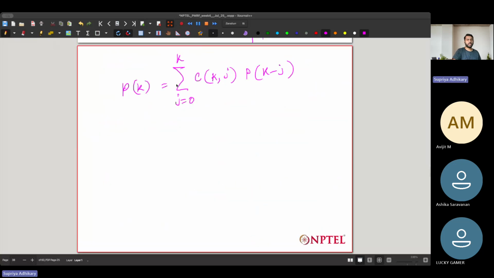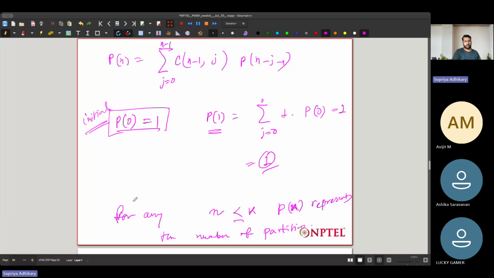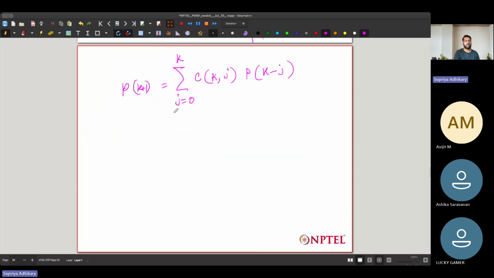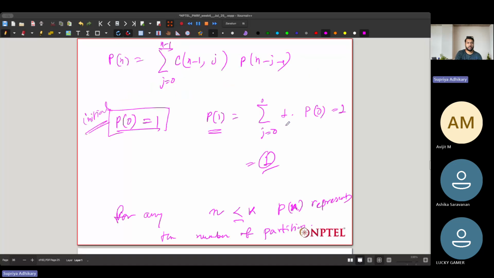Oh, sorry, it is Pk plus 1. So over here, as we have seen, all this Pn represents the number of partitions, and also Pn follows this relation for all n less than or equal to k. Now for n equals k plus 1, as you can see, Pk plus 1 actually satisfies this relation, which is basically the same as this one if we replace n by k plus 1.